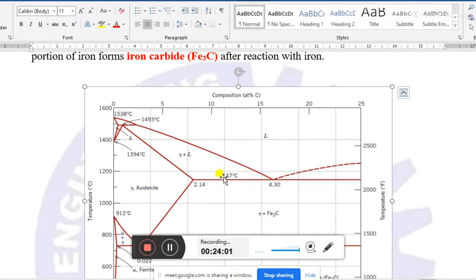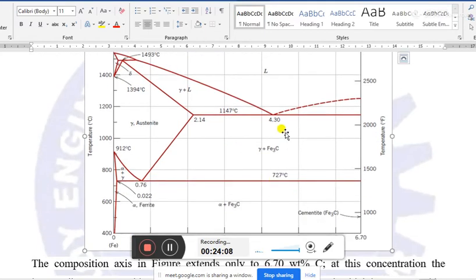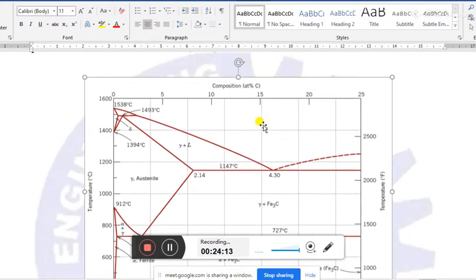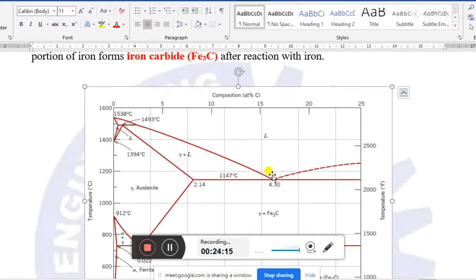That temperature is 1147 degrees Celsius. At a temperature of 1147 degrees Celsius, and weight percentage of carbon 4.3%, this temperature is the lowest point of liquefying of iron in a mixture with carbon. But when there is no carbon, no mixture with carbon, then the melting temperature is 1540 degrees Celsius.